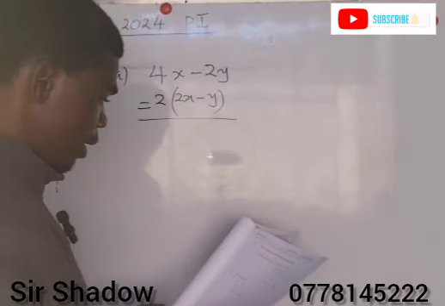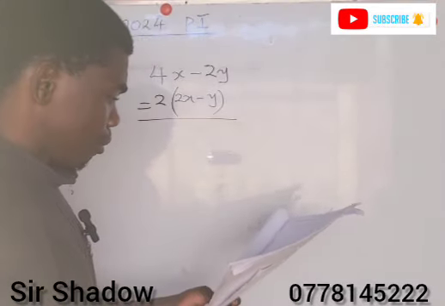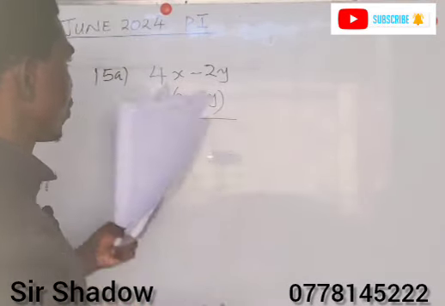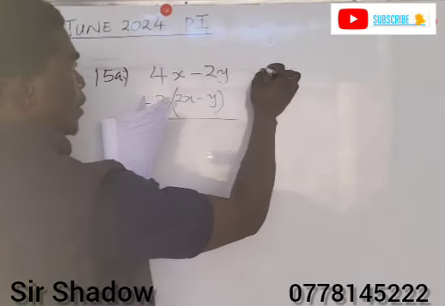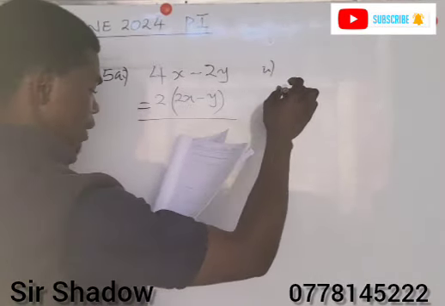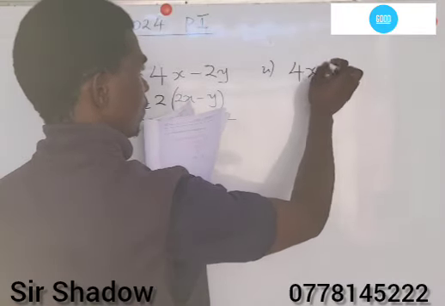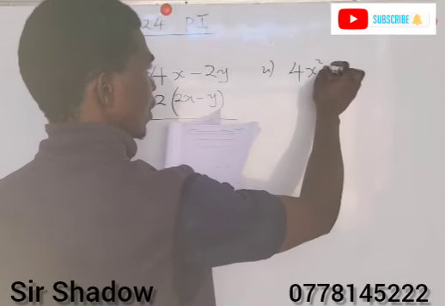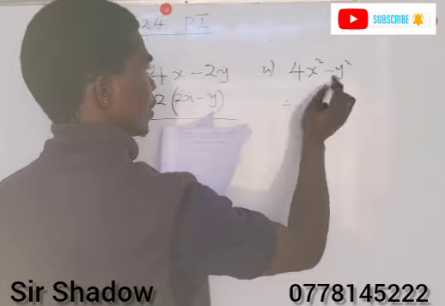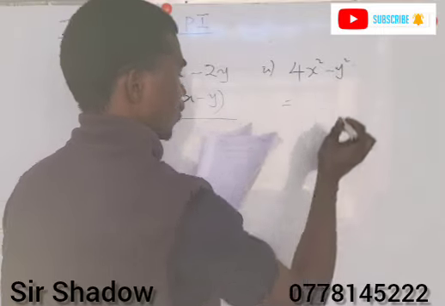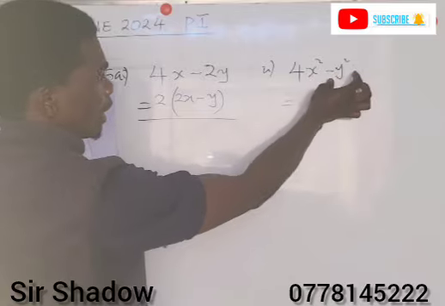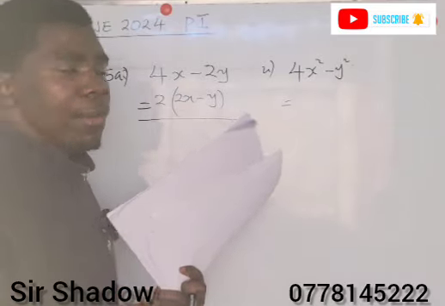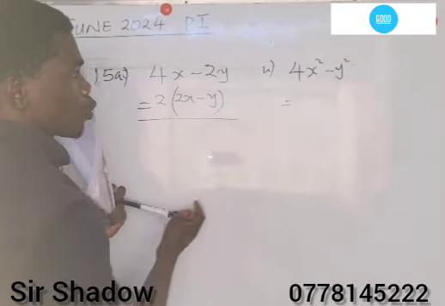Let's move on. Item 2. This one becomes item 1, then this one item 2. In item 2, we are asked to factorize 4x squared minus y squared. But remember, we have the square root of 4x squared and the square root of y squared. So this one is the difference of two squares.